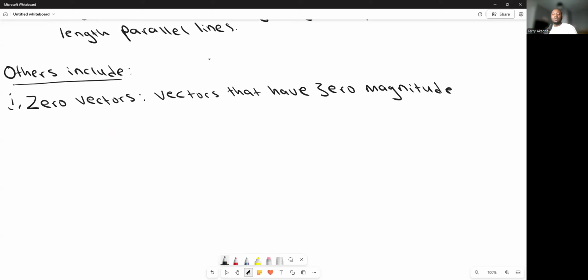Okay. So number two is what we call the unit vector. Unit vectors are vectors whose magnitude is equal to 1. So when you solve and you found the magnitude of the vectors that you solved for, and the magnitude is equal to 1, then that's a unit vector.